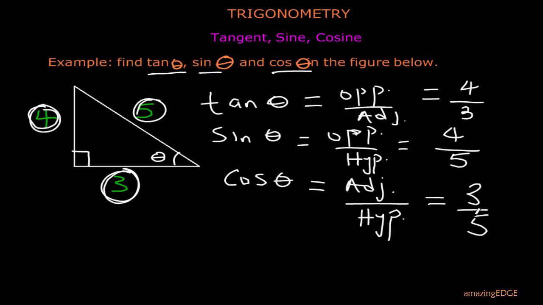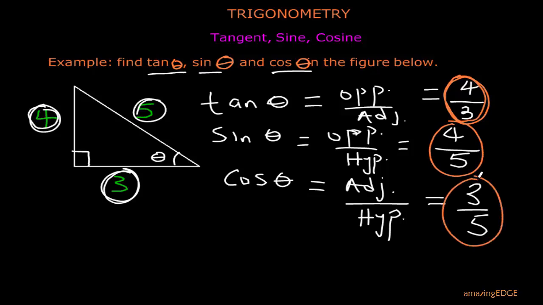So with this now we can find tangent, sine, and cosine. So tan theta is 4/3. Then sine theta is 4/5. And cos theta is 3/5.